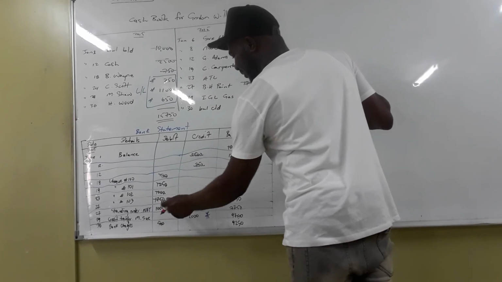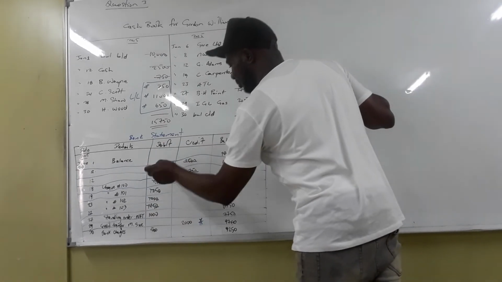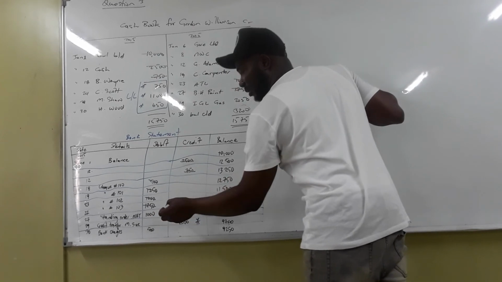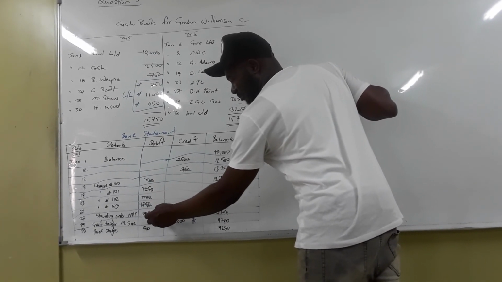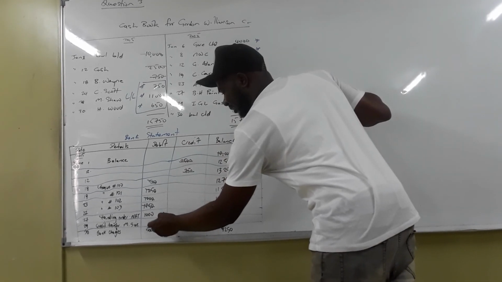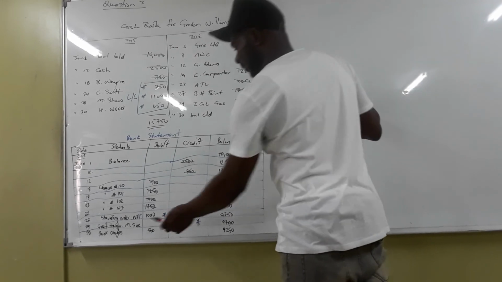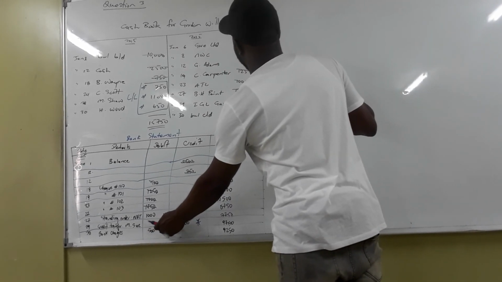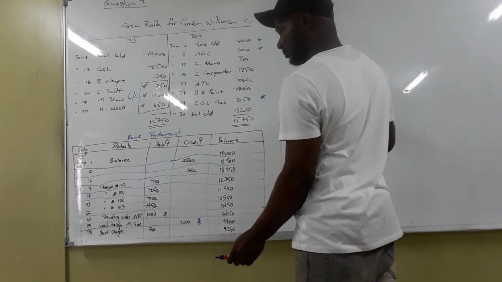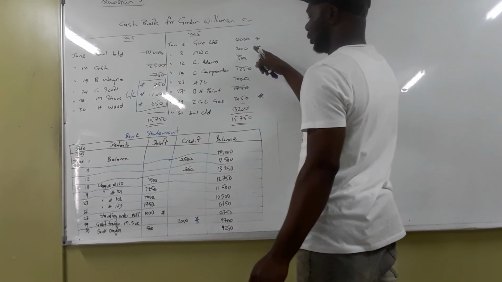But if you notice right here, this $1,000 was not recorded on the credit side of our cash book. So there is an entry on our bank statement that is not recorded on the credit side of our cash book. So we're going to put an asterisk there. Also, this $500 right here, there's another $500. When you look at the credit side of our cash book, only one $500.